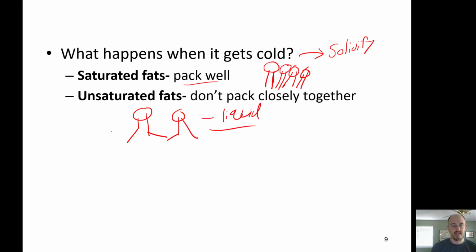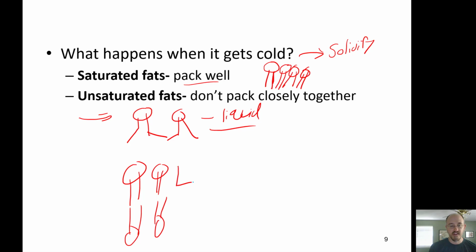And so this is one way that a cell membrane might avoid getting too tightly packed together if the organism lives in an environment where it can get chilly. Another way to do this is you could still have membranes made of saturated fatty acid tails, but then you stick cholesterol in there, and cholesterol can keep things from packing too tightly together.